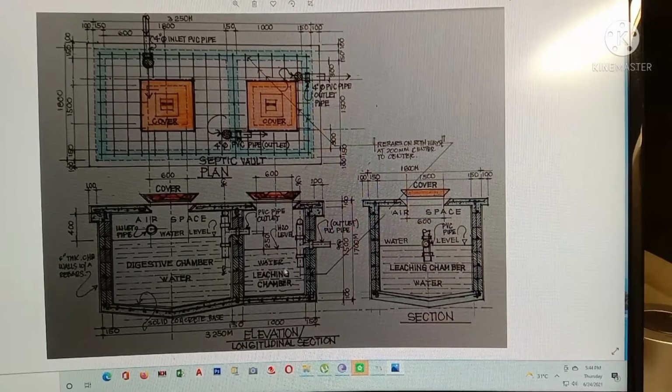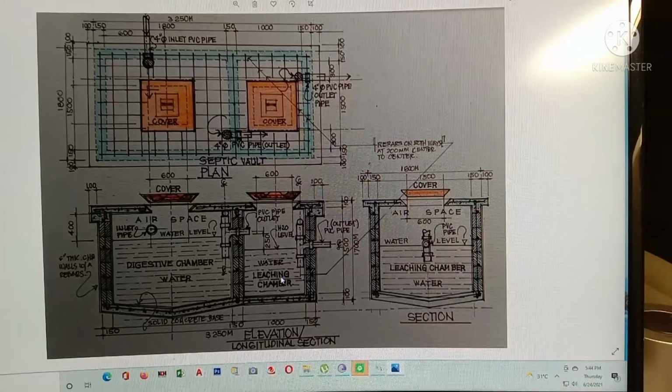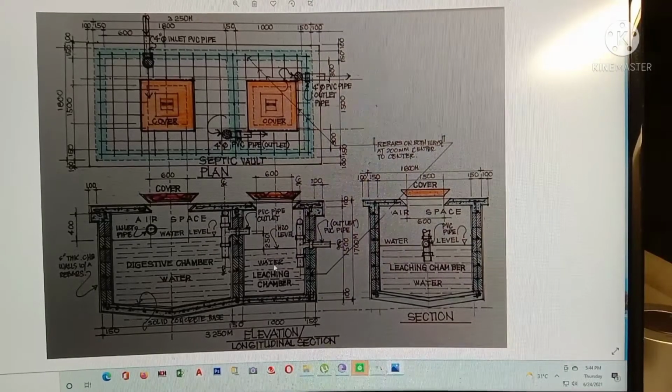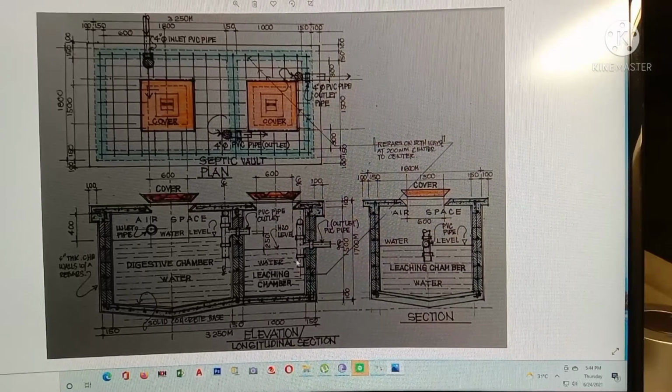So from the digestive chamber, I mean from the leaching, this will create another digestive system. Whatever smaller particles come from the digestive chamber will turn out into the leaching. In this leaching, it will also digest the waste within this area. It will keep on turning like a washing machine because of the velocity and the air space that will deliver the flow of water into this area.